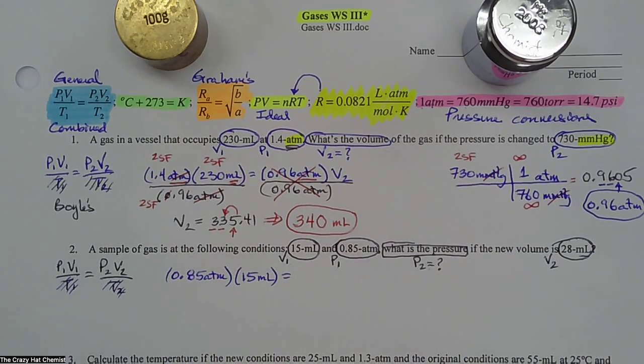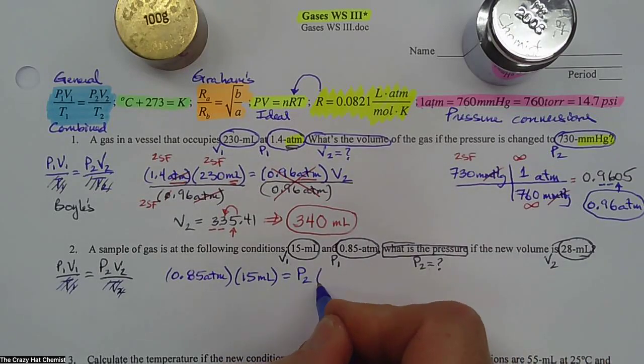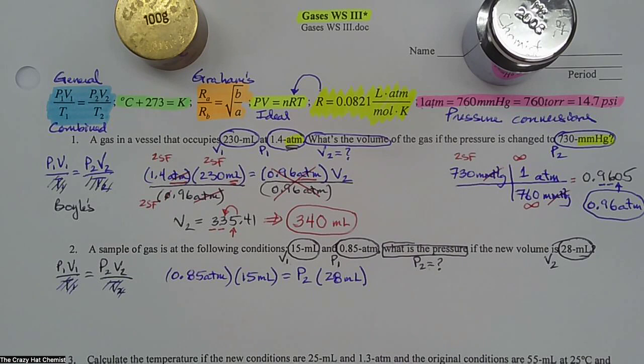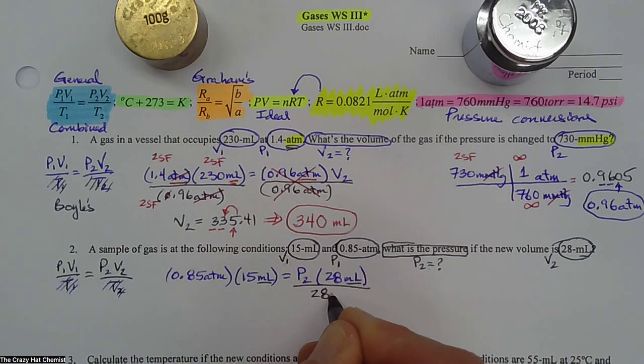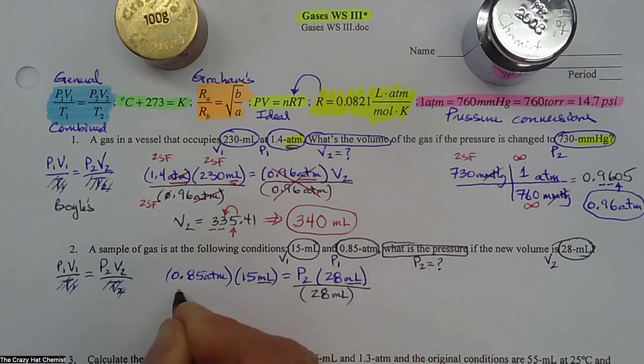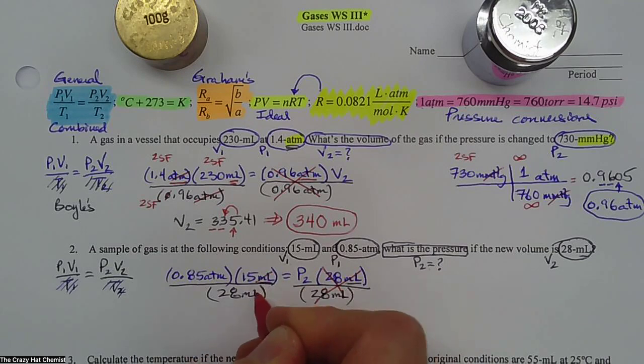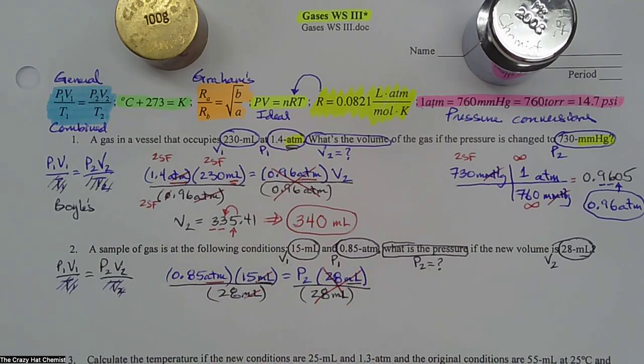Is equal to, and then my second pressure, that's what I'm solving for, and my second volume is 28 milliliters, just like that. All right, we're going to verify that our units are the same for the volumes. They're both in milliliters, and the pressure too will be in atmospheres. I'm going to solve for pressure 2, so I'm going to isolate the pressure 2 all by itself. So I'm going to divide both sides by 28 milliliters. That will cross out the milliliters, and I will be left with atmospheres.